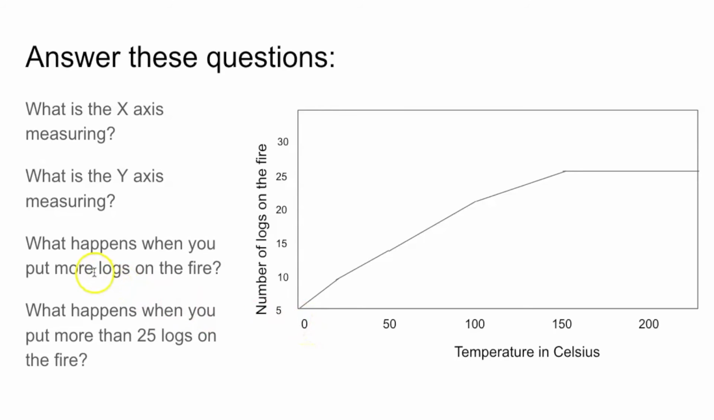If we look at what happens when you put more logs on the fire, well, at 0 logs, or at 5 logs, there is no temperature, it's 0. And then it rises when you put 5 more logs on, and then more logs, and it keeps rising, right? What happens when you put more than 25 logs on the fire? Does it keep rising? I'm going to let you answer that question for me.